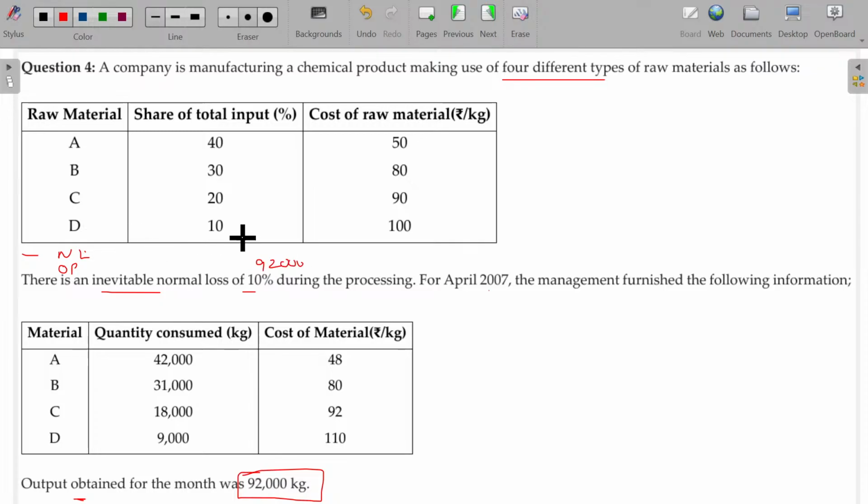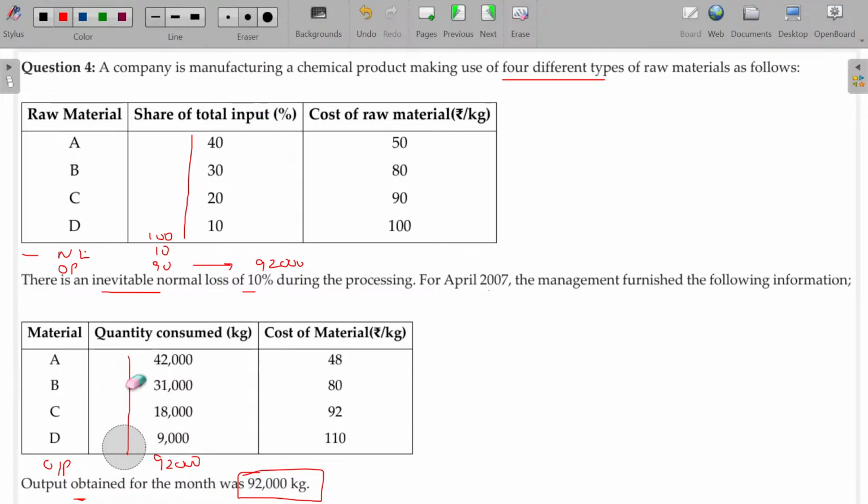Actually, if the input being 100, normal loss 10 will go, 90 will be the output. So 90 being 92,000 means what could be the input? In that input, A, B, C, D are in this proportion, 40%, 30%, 20%, and 10%. Okay. Then you can proceed here. This will be the input, output being 92,000.